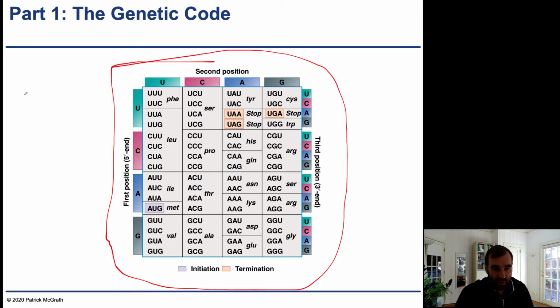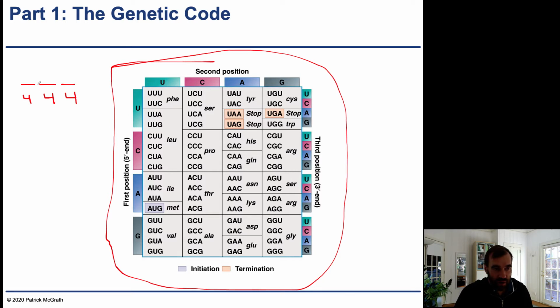A triplet is 3 letters in a row, and each one can be one of 4 possibilities. So the first letter can be U, C, A, G, the second one can be U, C, A, G, the third one can be U, C, A, G. And so all 64 possibilities. Why are there 64 possibilities? Because there's 4 possibilities for each, and since they're independent, 4 times 4 times 4 is 64. So within this genetic code, there's 64 different lines. These are the 64 unique combinations of those 3 letters. And this code just lists what are the amino acids that this triplet would encode.